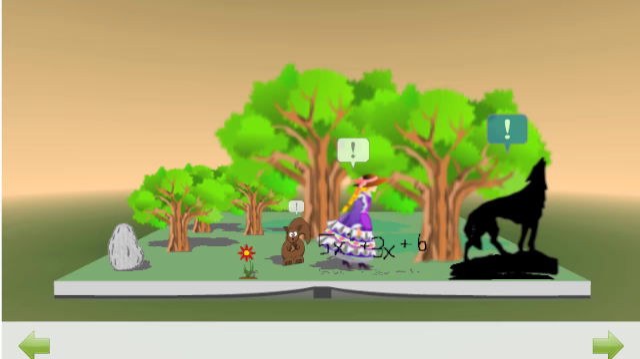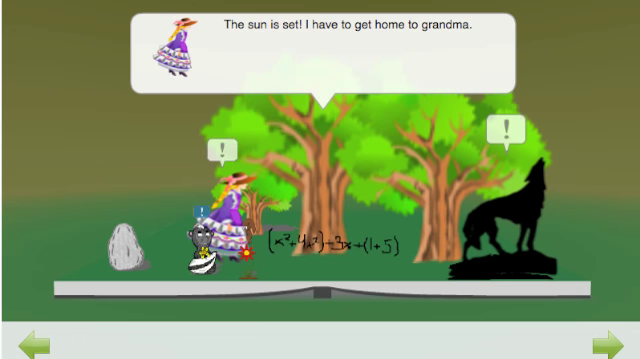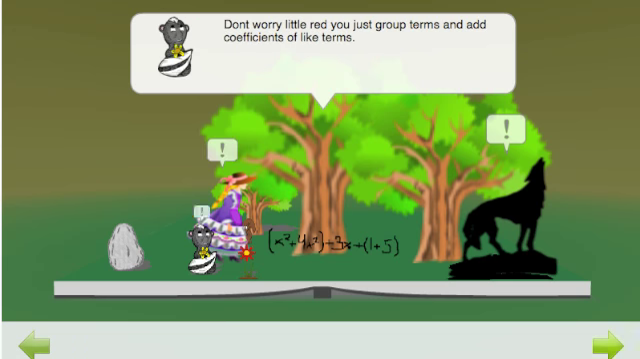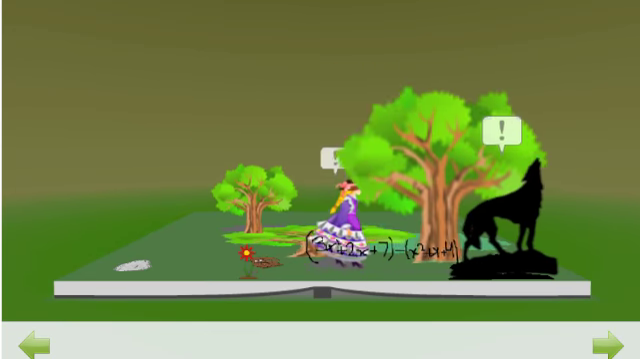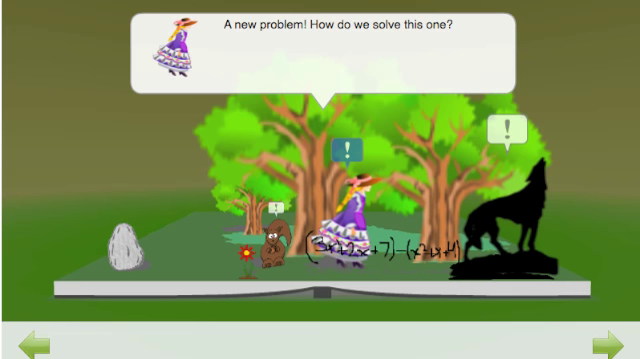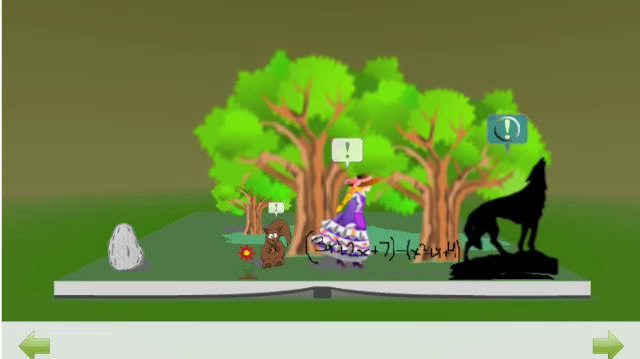The sun is set. I have to get home to Grandma. Don't worry, little red. You just group terms and add coefficients of like terms. A new problem. How do we solve this one? You just have to change the subtraction to addition.